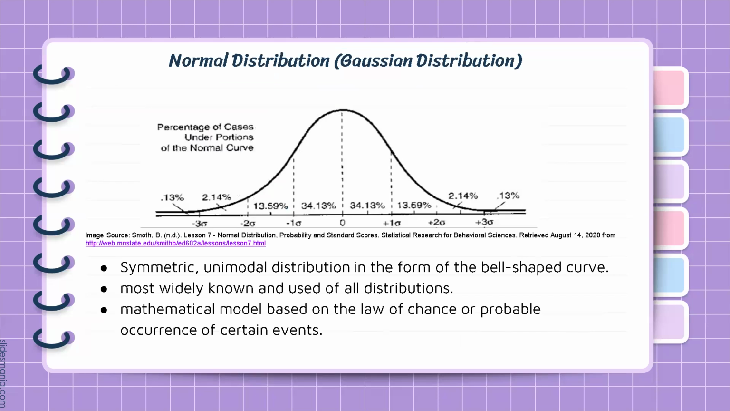A normal distribution, on the other hand, is the most widely known and used of all distributions. It can be used for various real-world applications. For example, individuals' height and weight, and even IQ, follow closely a normal distribution. It is also called a Gaussian distribution because it was named after a German mathematician named Carl Gauss, who first described it. It is a mathematical model based on the law of chance or probable occurrence of certain events.